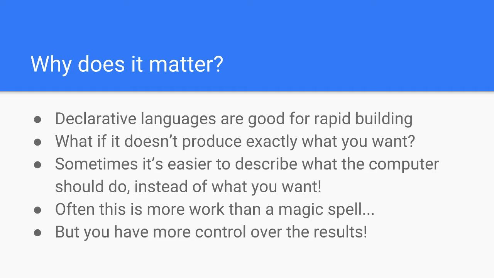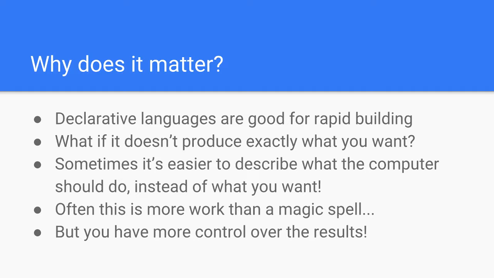So why does the distinction matter? Declarative languages are really good for getting something up very fast. If you're working with them and you know what you're doing and they fit the task you're doing, it is like being a wizard with a spell book or a witch with a spell book. It's like you say exactly what you want, you get it, you move on. No time wasted, very quick.